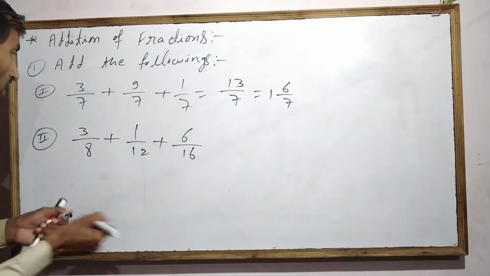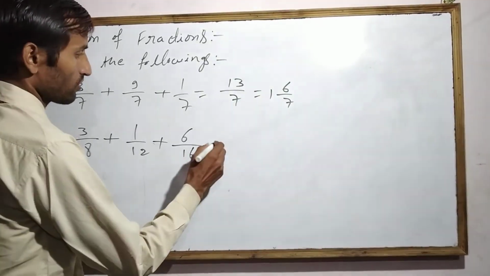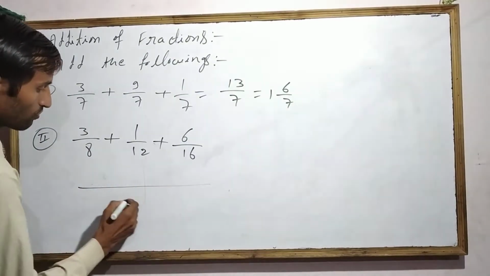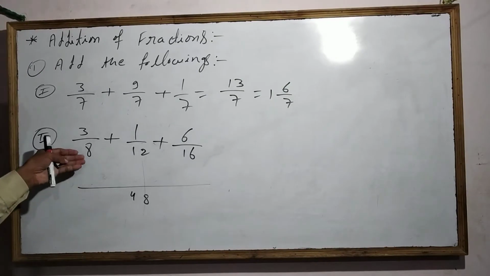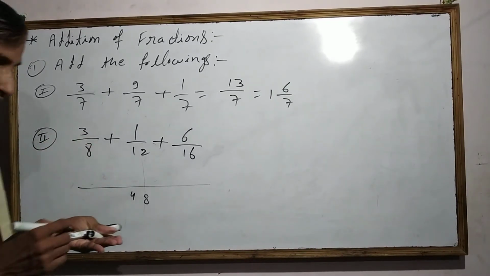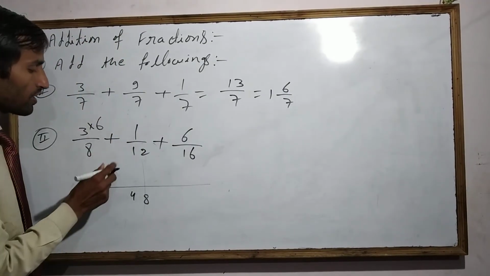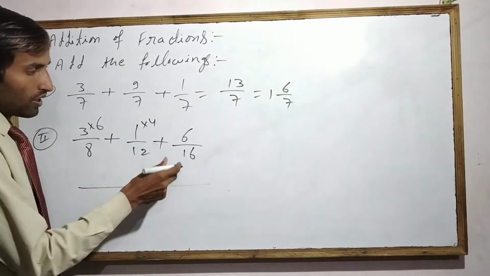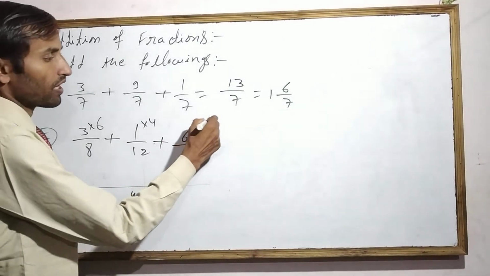So just you find LCM of 8, 12 and 16, you will get 48. So LCM of 8, 12, 16 will come 48. So I have written 48. After then we have to make denominator same. So in this case, in 8 table 48 will come 6 times. So we have to multiply by 6 here. After then in 12 table 48 will come 4 times. We have to multiply by 4. Then 16 times 3 is 48. So 3 times. So we have to multiply by 3.